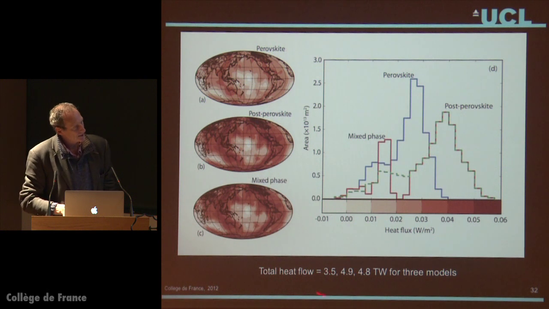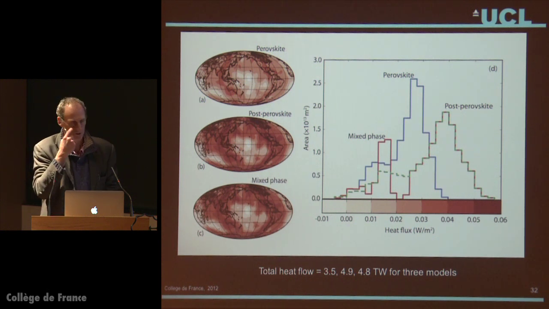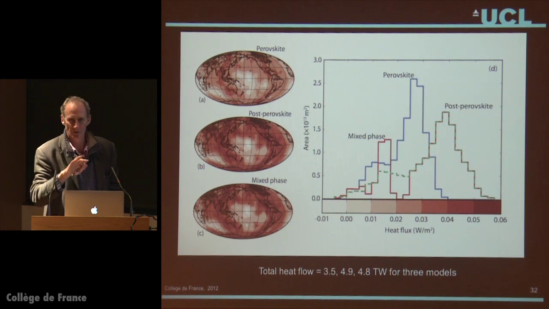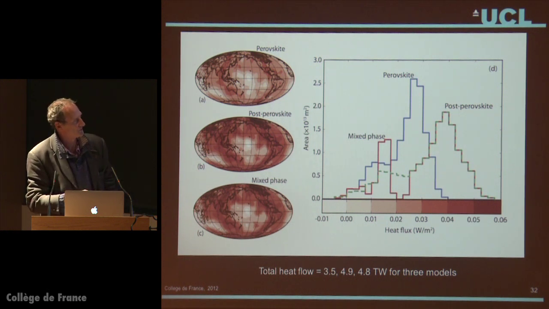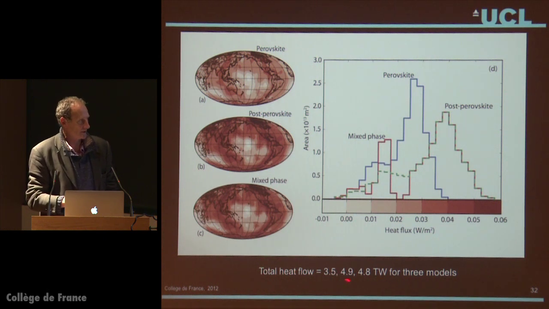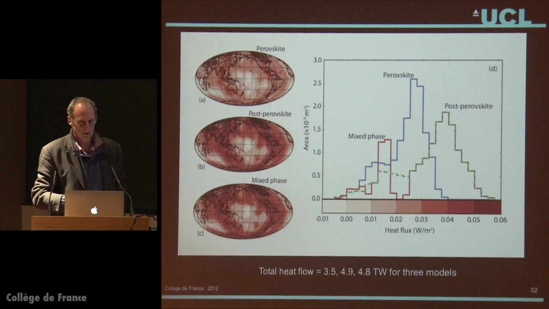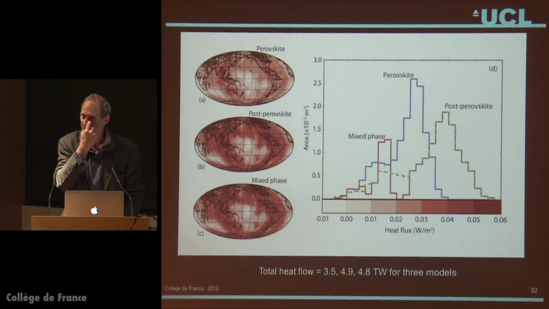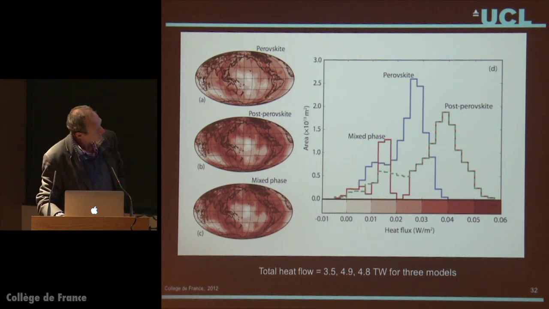In reality, it doesn't make a great deal of difference. These are just essentially isotropic models now. Okay, so we're not worrying about the anisotropy, we're just saying, okay, where's the perovskite, where's the post-perovskite. Doesn't make a great deal of difference, really. I mean, you either get 3.5, 4.9, or 4.8 for the heat flow. It's not clear to me that that makes much difference.